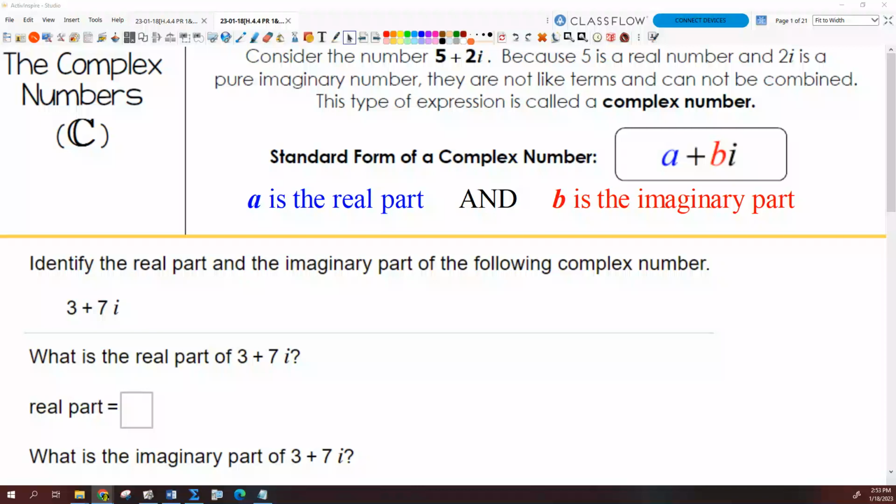Quickly, what we did yesterday. Remember, we were looking at imaginary numbers. We talked about I, the imaginary unit, and some properties of I, and looked at powers of I and some things like that. Well, today we're going to extend that to more broadly look at what's called the set of complex numbers.